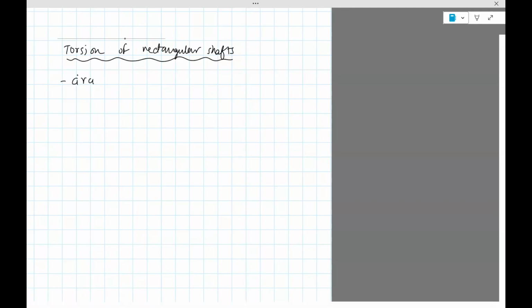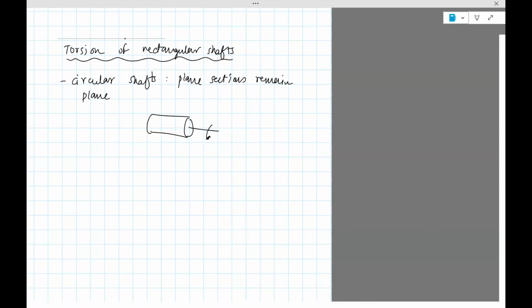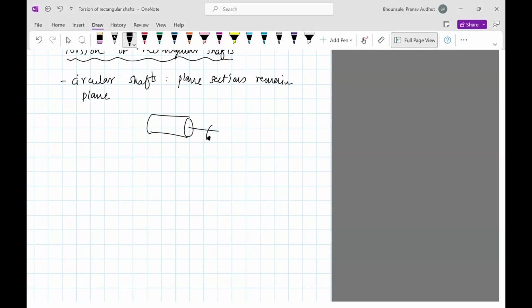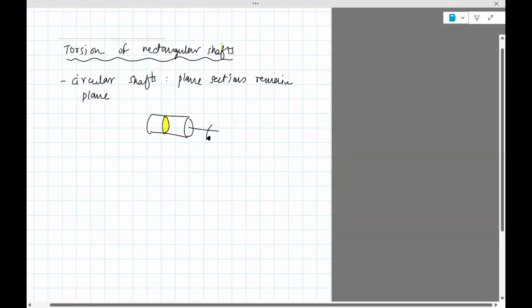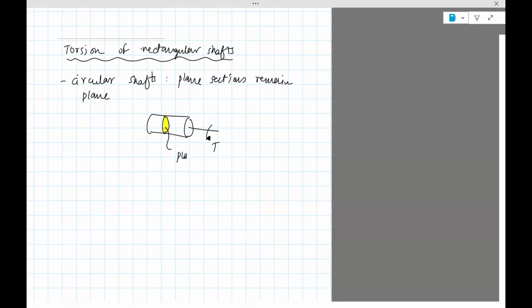So when you have circular shafts, we have this really nice property that plane sections remain plane. What it means is that when you apply a torque, if you look at any cross section, like say this one, under the effect of this torque, let's call it T, this section remains plane.